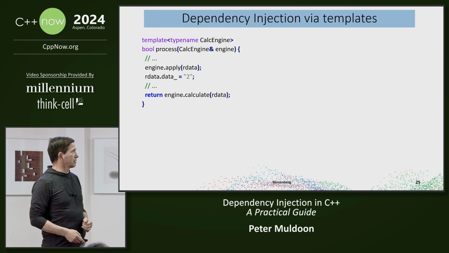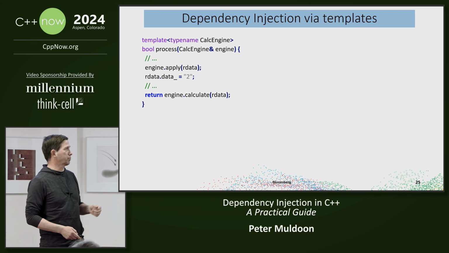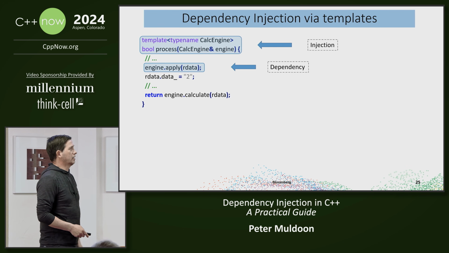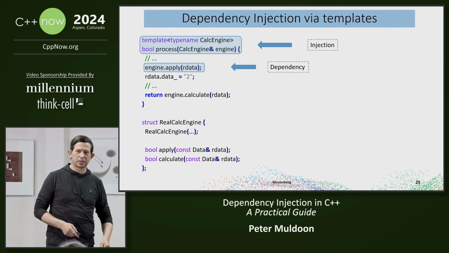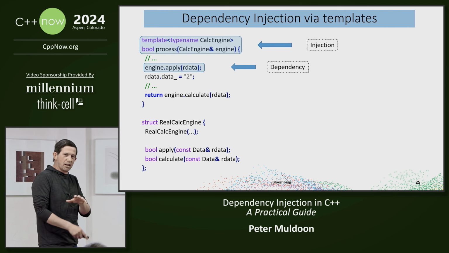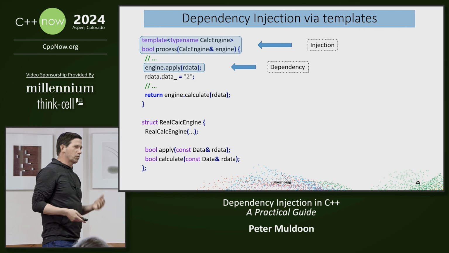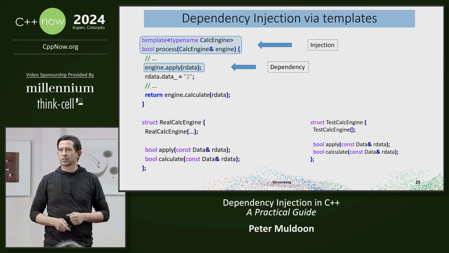So how's that going to look? Well, here I have my process function now with template dependency injection. Here's my dependency I want to get my hands on, and here's where I'm injecting it. I have a real calc engine which has all kinds of stuff. It's going to databases, getting other information to figure out what the calculation should be. And over here I can do my simple test calc engine, right?